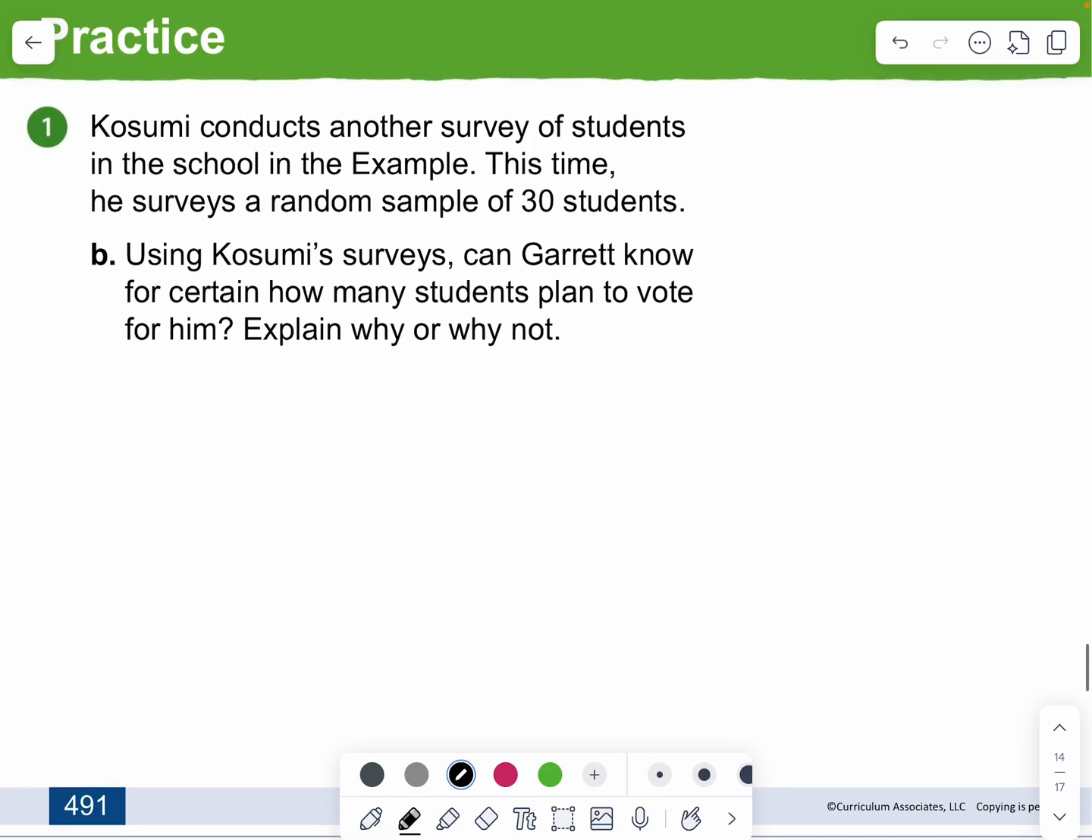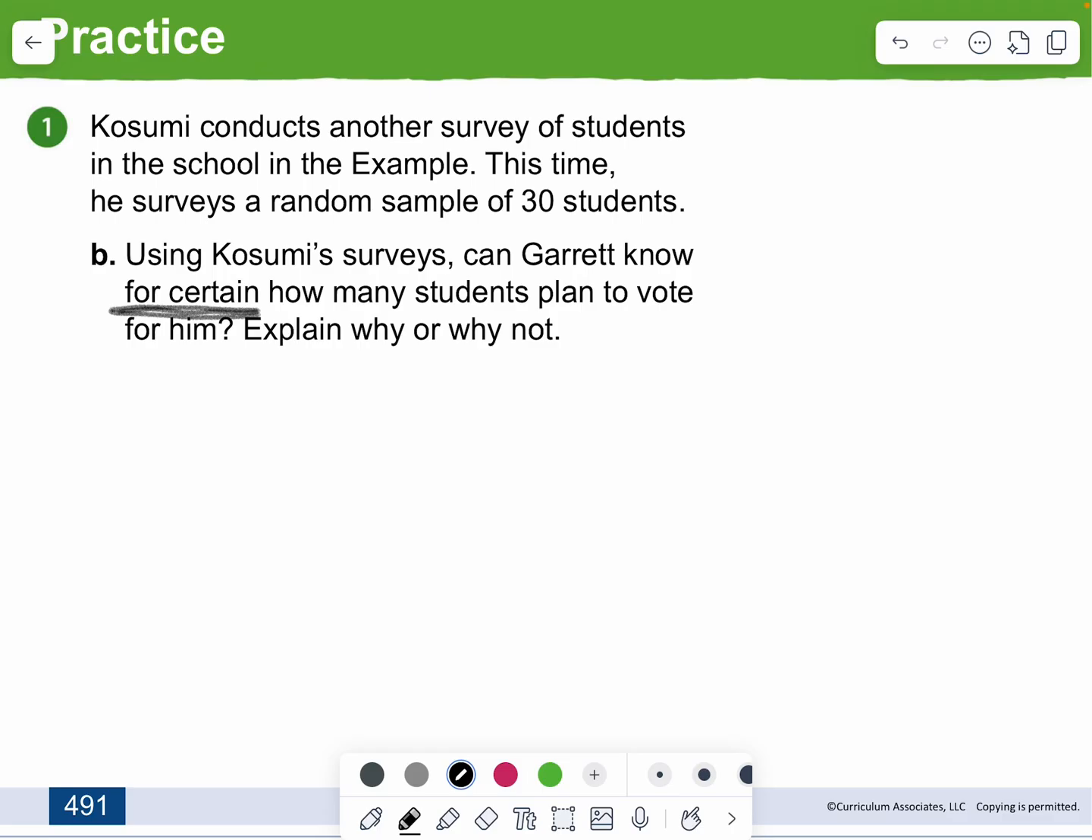On page 491, Kasumi conducts another survey of the students in the school. Oh, no, we already did that part. Part B, sorry. Using Kasumi's surveys, can Garrett know for certain how many students plan to vote for him? Explain why or why not. Keyword here, for certain.